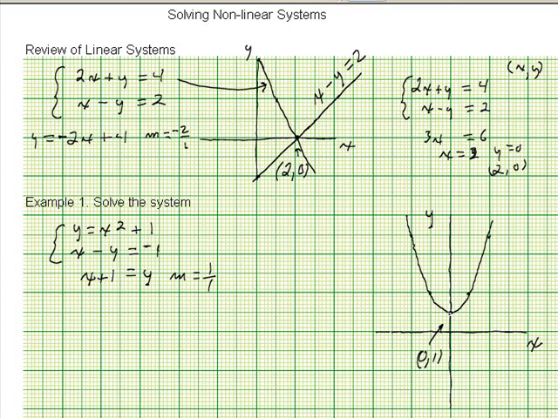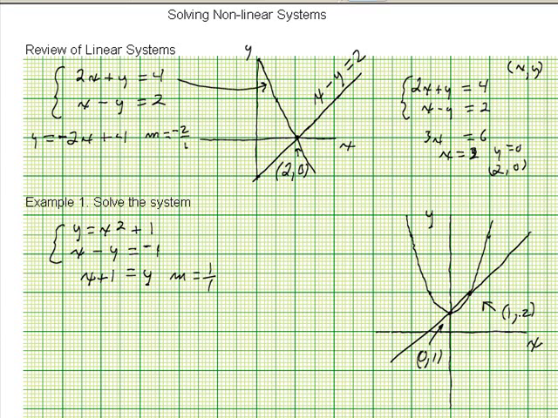Now, if the slope is 1, that means for another point on the line, I move over 1 and up 1. Well, that gives me a second solution, because that's also on the parabola. That's (1, 2). And the line, of course, looks like this. It will be just a straight line through those 2 points. And it's hitting the parabola at (1, 2) and at (0, 1). So those should be our solutions.